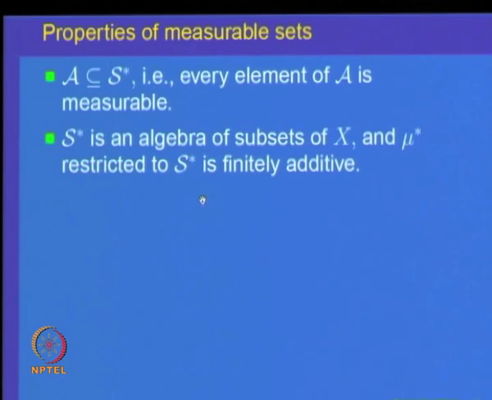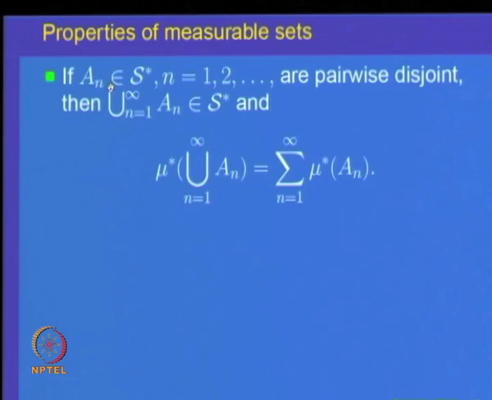Next step is to go a bit further, and we want to prove that whenever you have a sequence of sets in S star which are pairwise disjoint, then their union is also in S star, and mu star of the union is equal to the summation of mu stars of A n. That means we are going to show that S star is closed under pairwise disjoint union of sets, even countably infinite, and mu star is countably additive. So, let us prove this property.